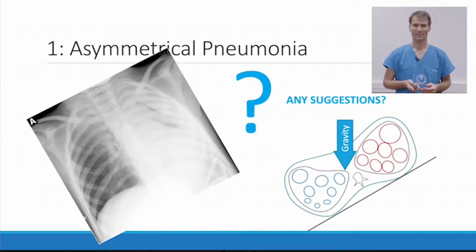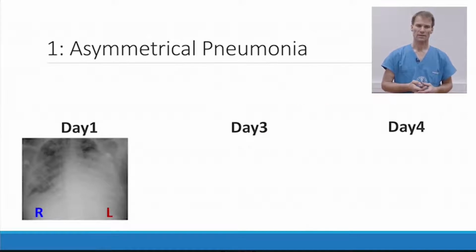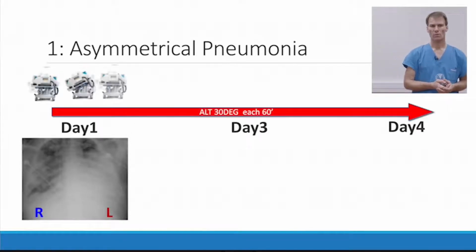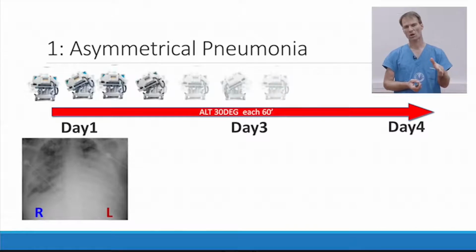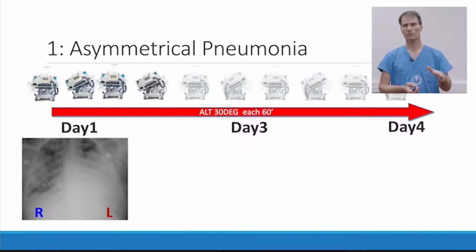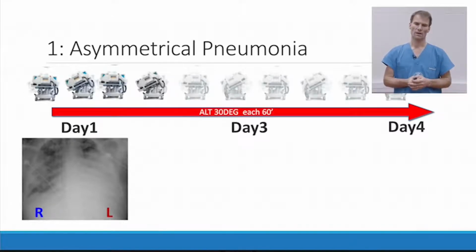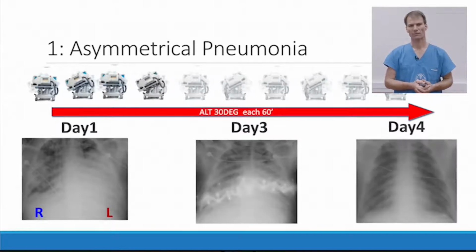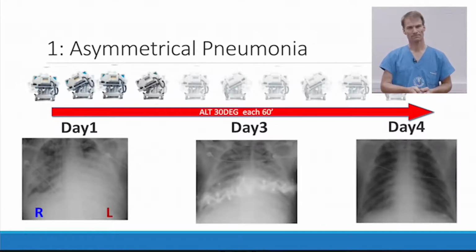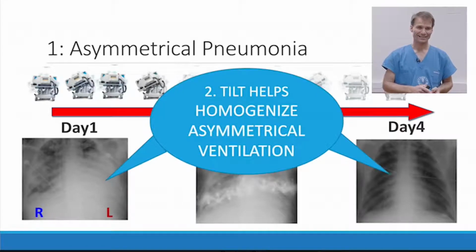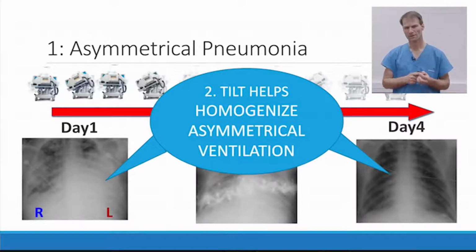Targeted therapy. And this is a case of the patient. From day one, we put the patient on alternating lateral tilt, only one side, actually right down, and day 3 and day 4, and we're happy. We conclude that tilt helps homogenize asymmetrical ventilation. We didn't have to play with PEEP.